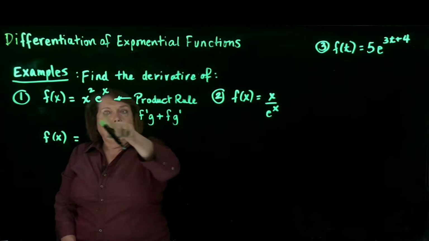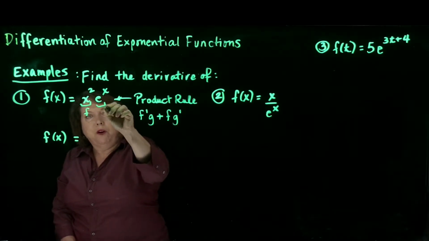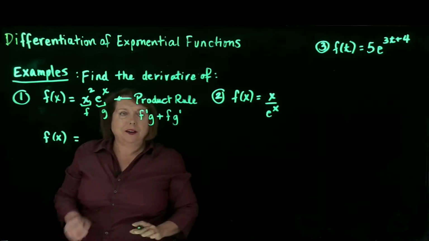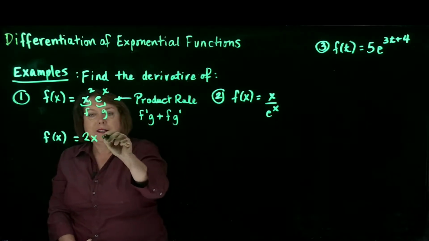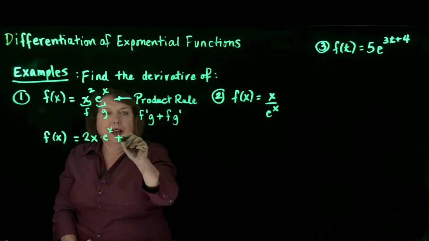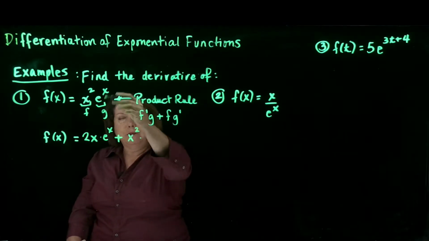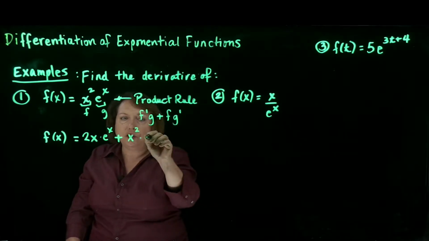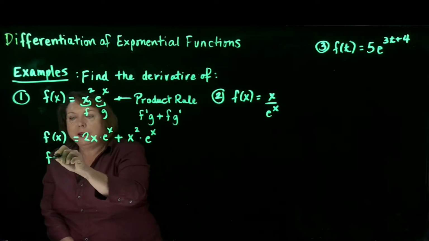As I wrote it here, let's call this f and this part g. All right? So we'll take the derivative of x squared, which is 2x, times e to the x. And then we'll add to it x squared, which is f, times the derivative of e to the x, which is just e to the x. And we'll want to simplify.